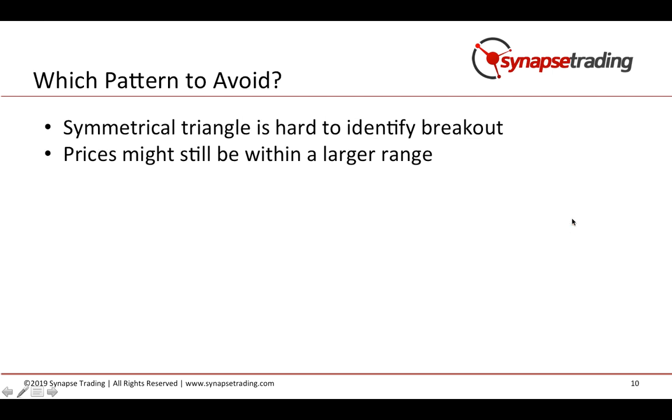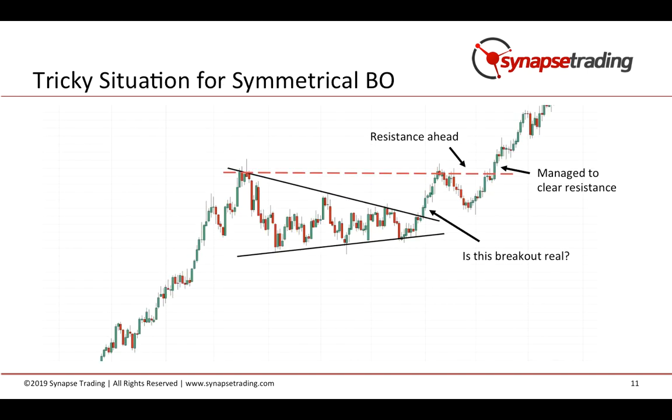Okay, so which is the pattern that I was talking about to avoid? That is the symmetrical triangle. Earlier on I mentioned that the reason for it is because the forces of the buyers and the sellers are quite balanced, so it's quite hard to get an edge in the market. Okay, so let's look at an example for a breakout for the symmetrical triangle.